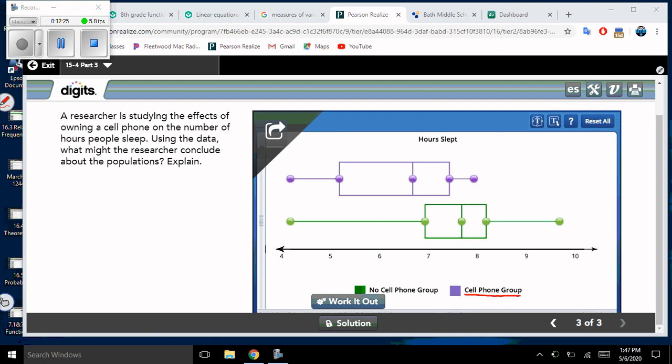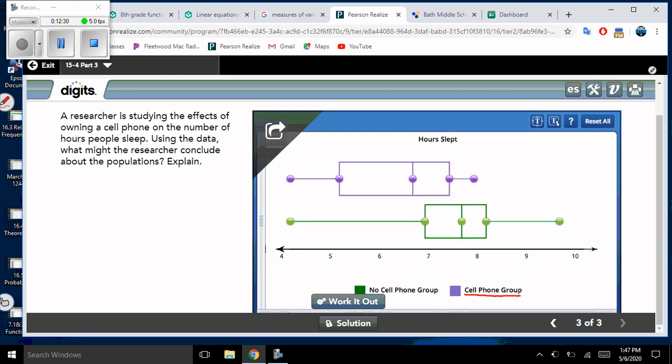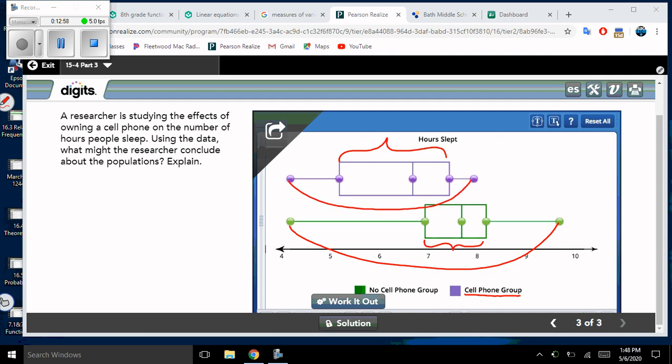Let me see, does it tell us what we want? Does it tell us we want IQR or range? It doesn't really say. So if we looked at the IQR, it is wide here, okay, versus this one. And so we would say that based upon that, the no cell phone group sleeps more consistently, okay? If we looked at the range of numbers, then we would make the argument that, hey, the no cell phone group actually sleeps less consistently than that group.